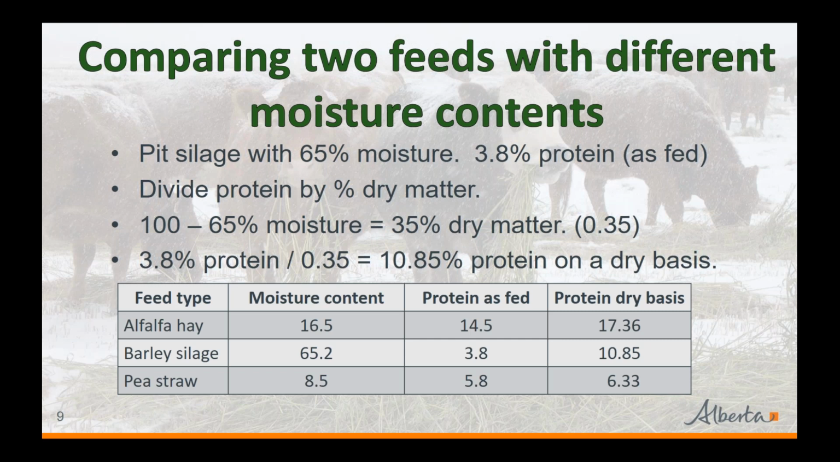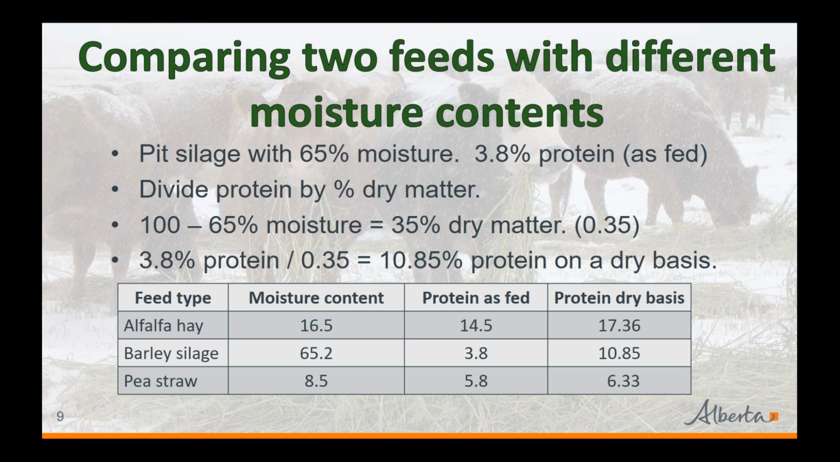So if we want to compare the alfalfa hay and the silage and the pea straw on an as-fed basis, you look at these numbers, if you don't convert them back to a dry basis, you would say that the alfalfa hay is by far the best. And you'd be considering, well, pea straw at 5.8, it's better quality for protein than the barley silage, without looking at the moisture.